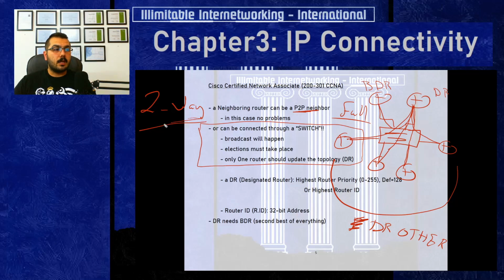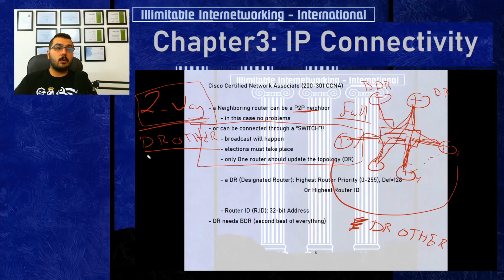But for the two-way state, the two-way state happens only between the DR others themselves, whether they were directly connected through a physical link or connected through the switch, because the switch is a layer 2 device, so it's acting just like a connection in the middle. But this router number 3 and router number 4, they do see each other. They are having a neighbor adjacency between each other, but it stops at the two-way. So two-way neighbor adjacency happens between the DR others only.